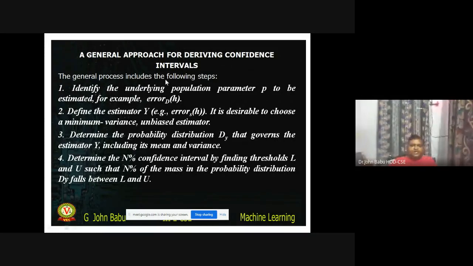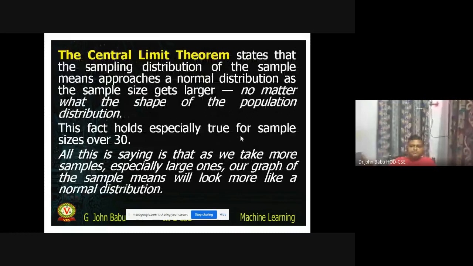To estimate the confidence interval, first we will calculate error SH, then we will calculate error DH. From error SH we take the desirable confidence. From that we will estimate the value of Zn. We take Zn from the table, and with Zn we will calculate the confidence interval.